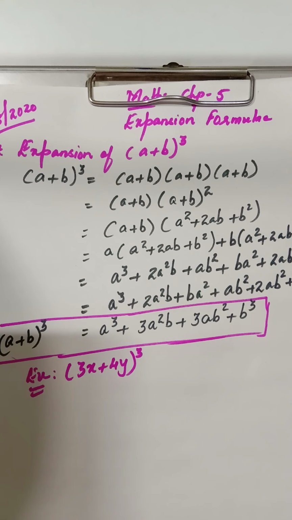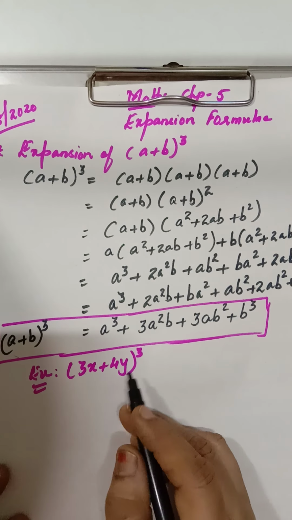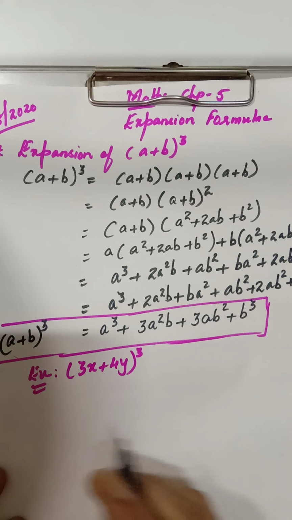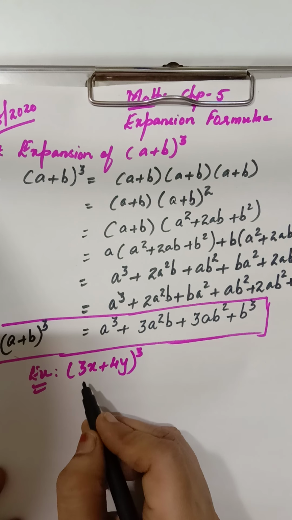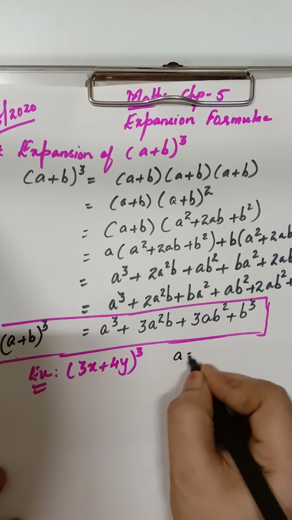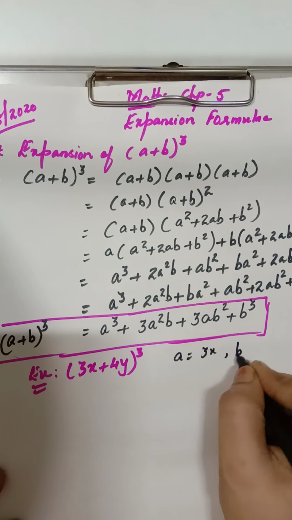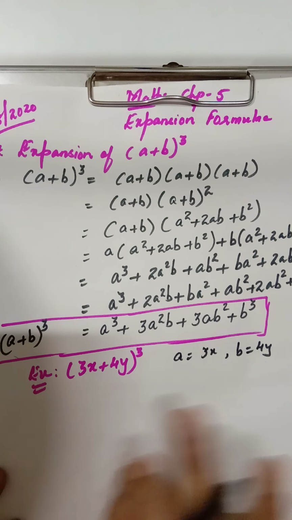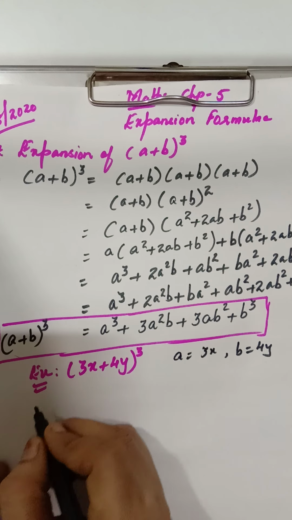Now here see children, you have to remember, if you don't write that step, then also it is understood. But initially if you want, you can write what your a is over here. A is 3x, and what is your b term? That is 4y. This is only for knowledge purposes. Writing this is not important. Now let us do the expansion.